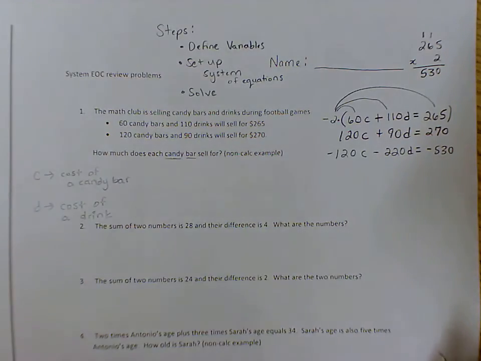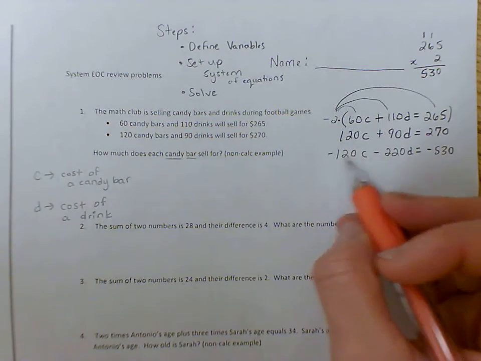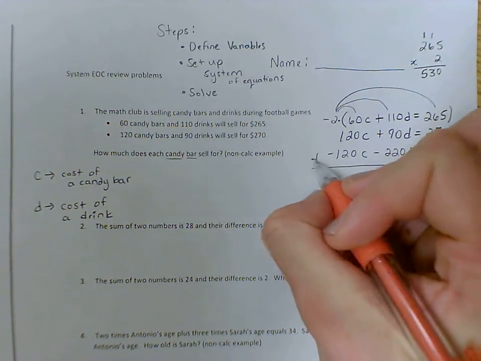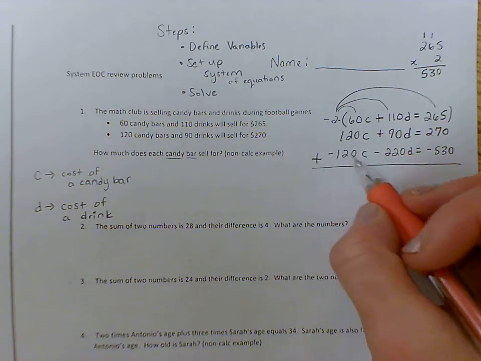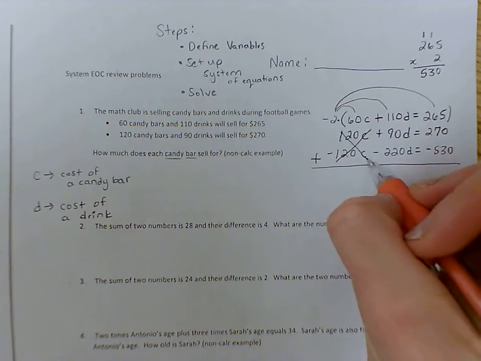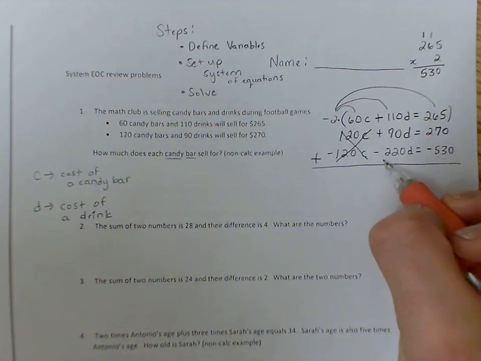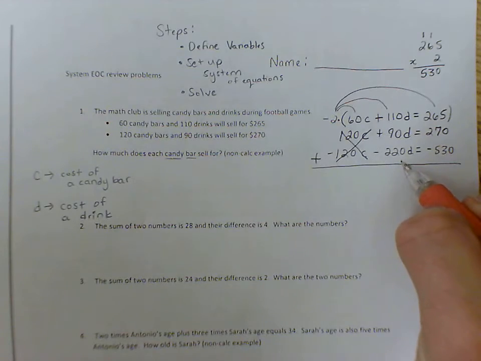Okay, so now we have what we want. We have the same number, different signs. So once you do that, you add them. So 120C minus 120C, that goes away, which is what you want to happen. And then 90 minus 220, you'll have to kind of think through that.